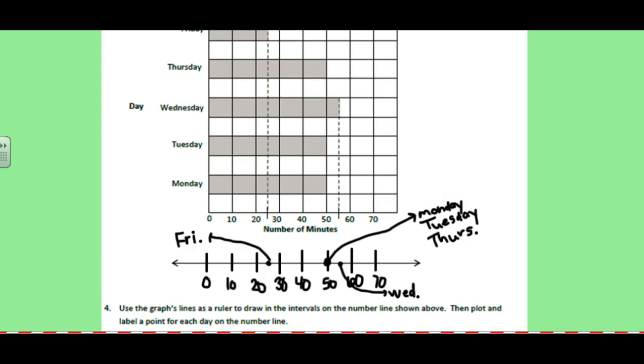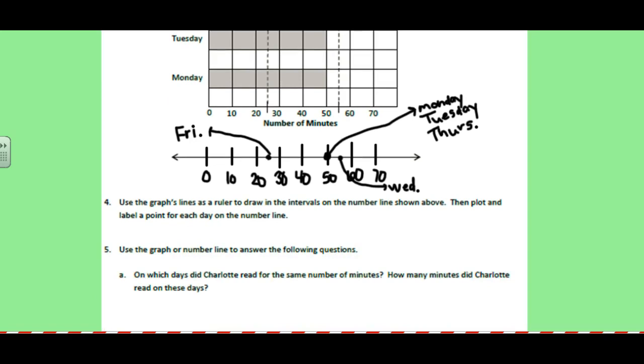So Wednesday was at 55 minutes, so it was right there in between 50 and 60. Thursday was also 50 minutes, so we just put it with our Monday and Tuesday. And then Friday she read for 25 minutes, so it was in between 20 and 30. So we did what number 4 was asking, and now number 5 says use the graph or the number line to answer the following questions. So it says, on which days did Charlotte read for the same number of minutes? And I think that this number line helps us see that easier because we've got the same point and we've got all 3 days going with that same point.